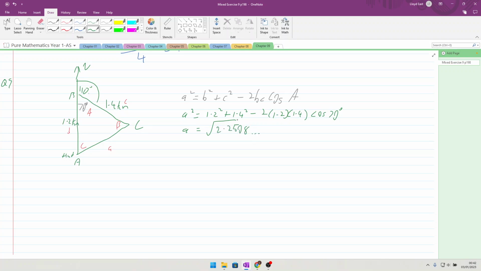2.2508 and some change, meaning that A is equal to the square root of that, 1.500027, which is 1.50 kilometers to 3 significant figures. Part A. Part B, they want to work out the bearing of the hut from point C.